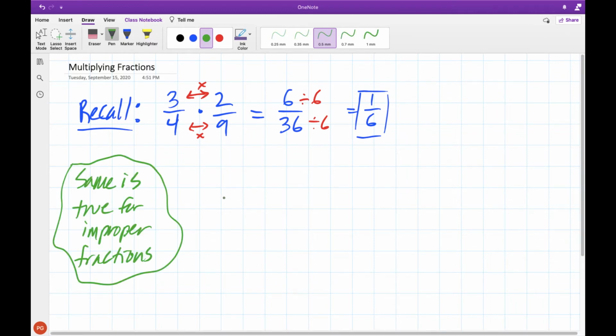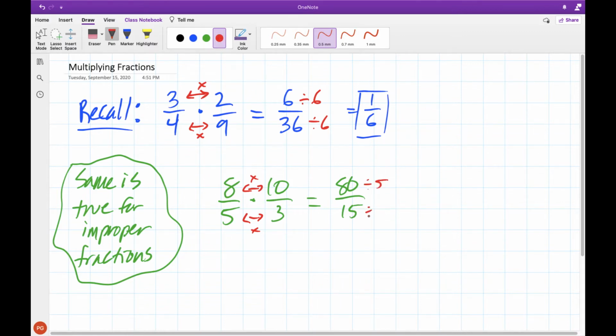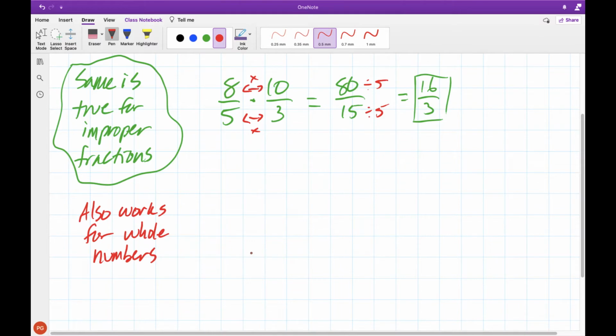Fortunately for us, the same procedure is true if we have improper fractions. So if we had a question like 8 over 5 times 10 over 3, we can do the exact same thing. Multiplying the top and bottom, we get 80 over 15. We'll notice these are both multiples of 5, so I can divide the top and bottom by 5 here. And we would get our answer of 16 over 3. We can extend this pattern for working with whole numbers.